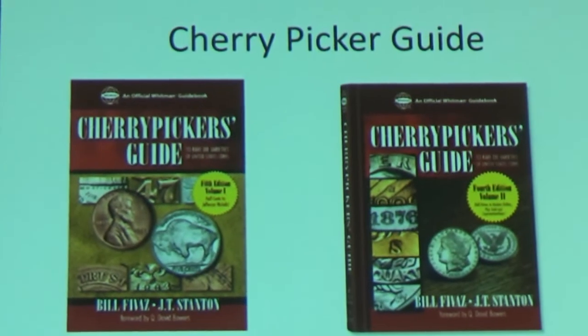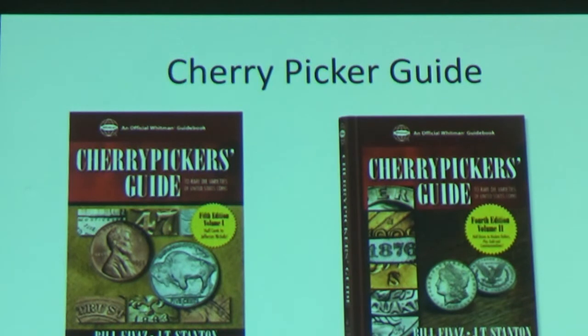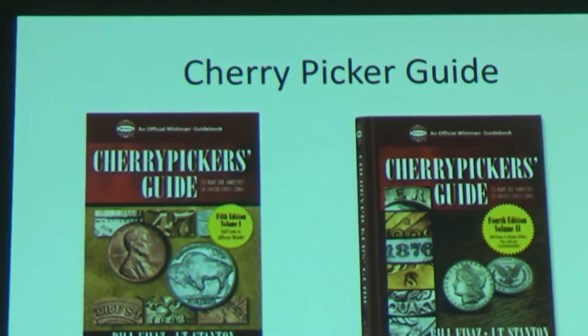But this is a nice set of coins, or books. These are about $20, $25 a piece. But if you collect any of these coins, you can flip through there, and it's nice to look through some of your change. Every once in a while, you'll find something from the Cherry Picker's Guide.